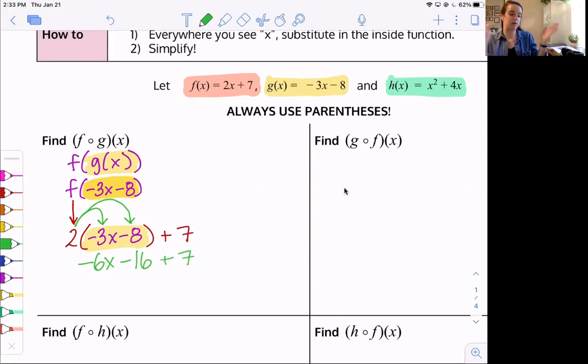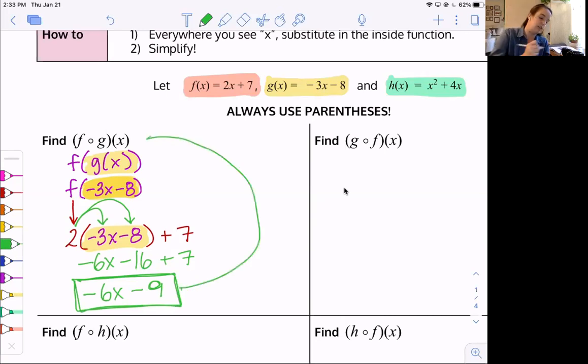And now I need to combine my like terms, right? Combining like terms. So I'm dropping down the negative 6x, combining negative 16 and positive 7. That's going to give me negative 9. Negative 9. This is my answer to the equation. This is my answer to the original question.